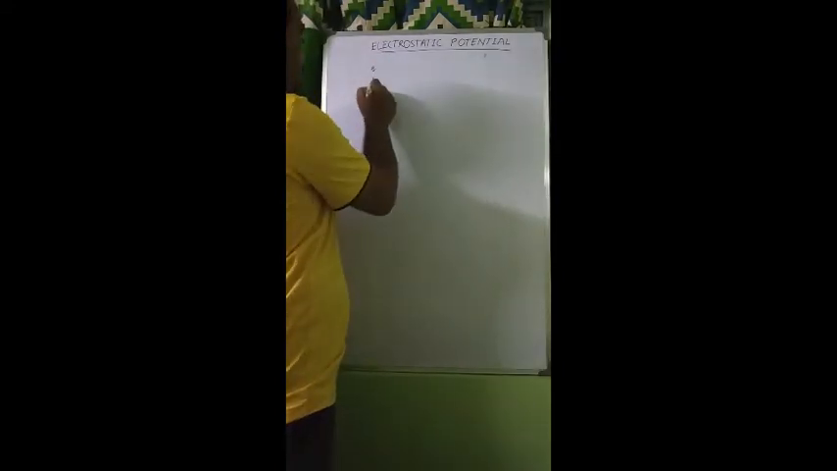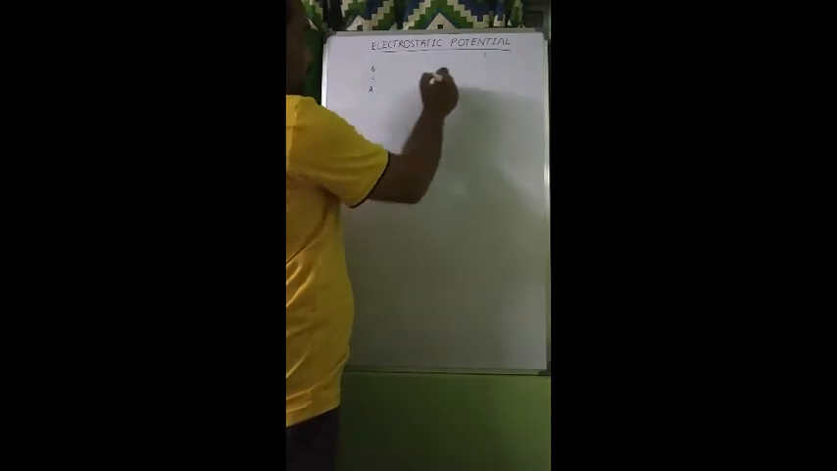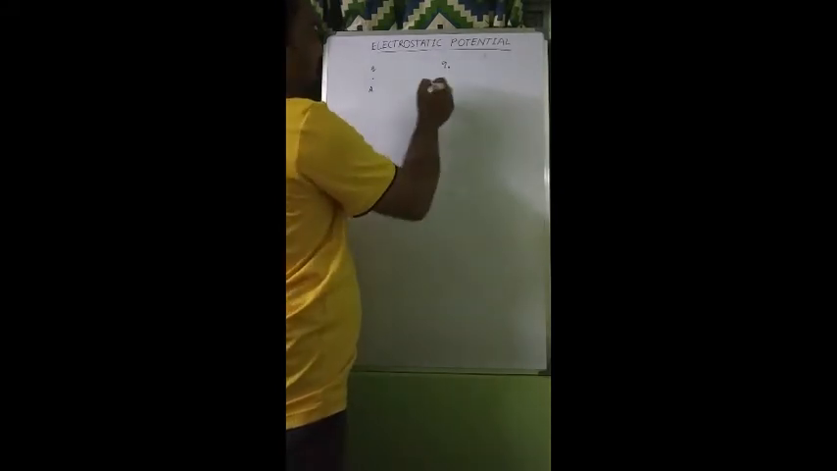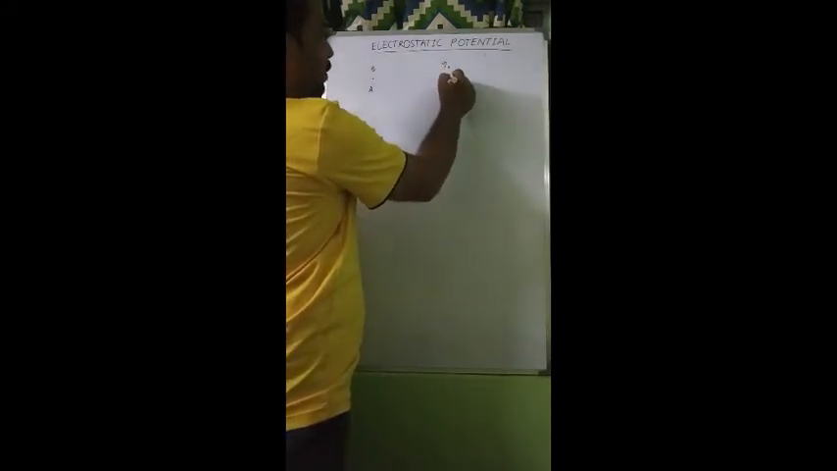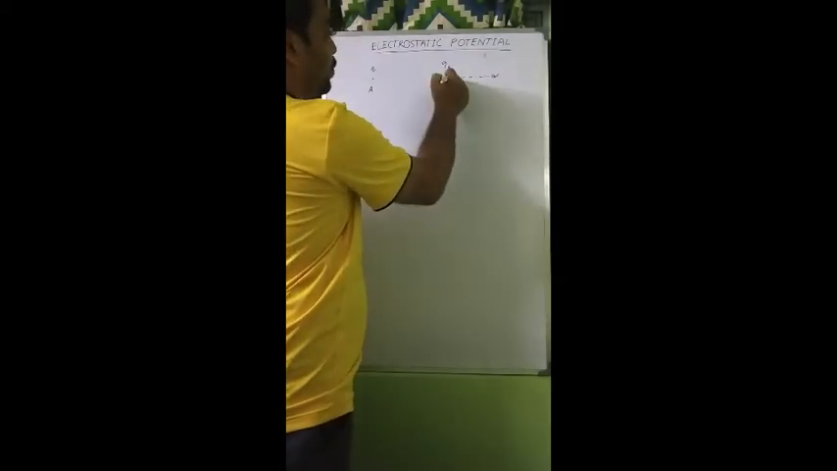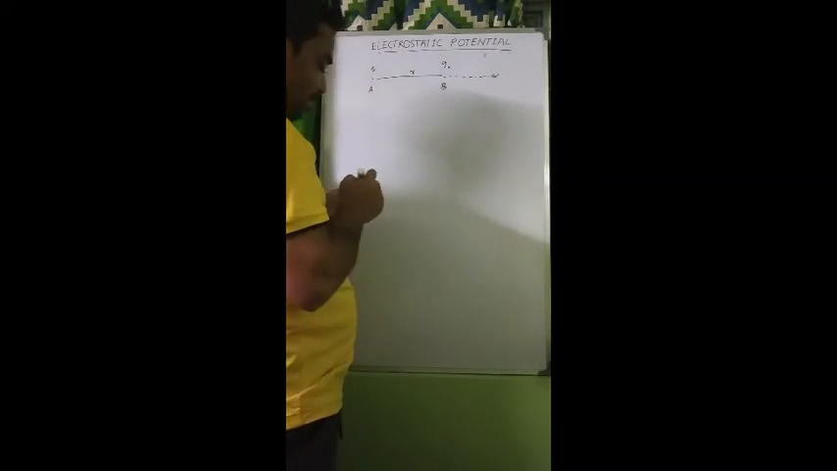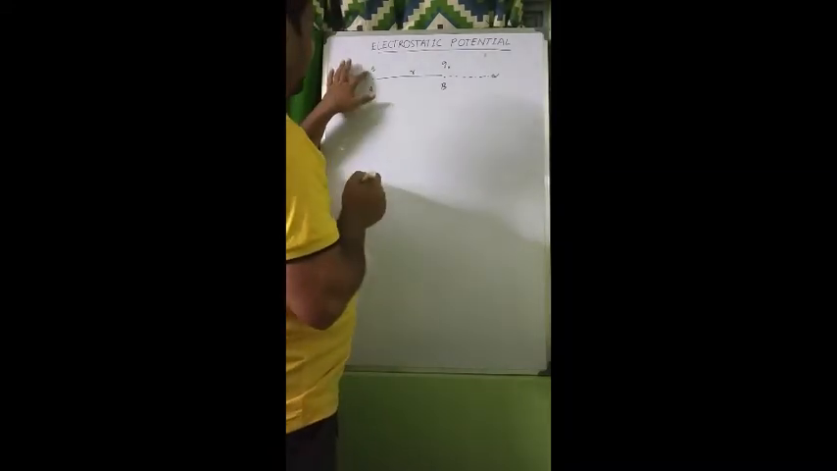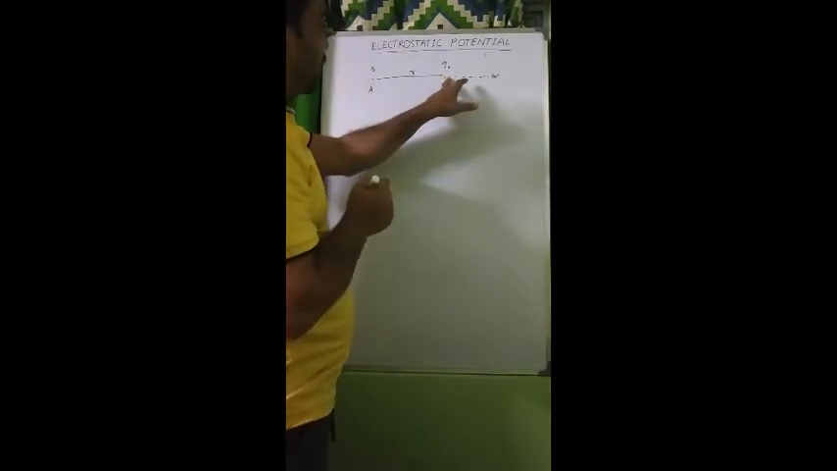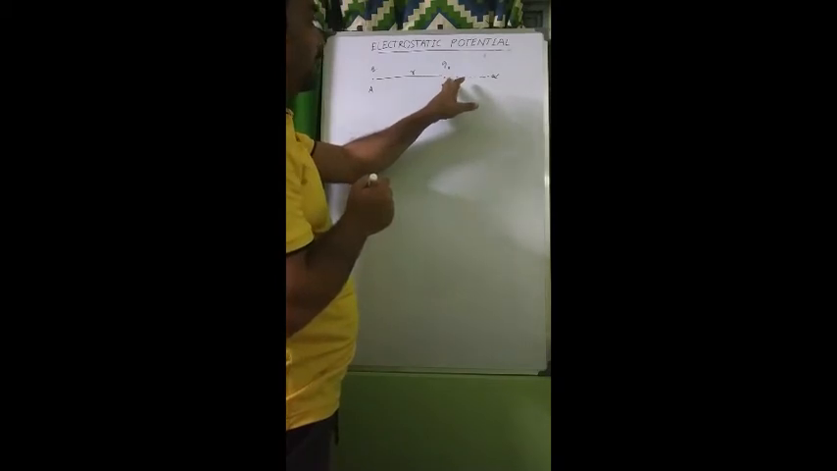So let's consider one charge Q located here and another charge Q naught. We are bringing that charge Q naught from infinity to this point B. Let's consider this distance is R. Due to this Q, we have to find the potential at this point B.